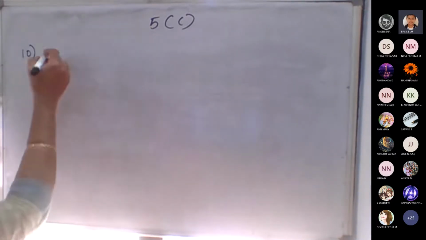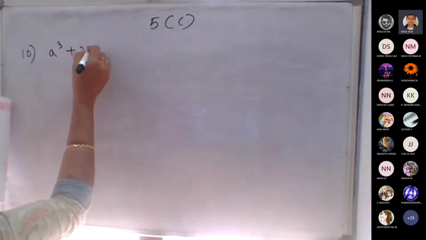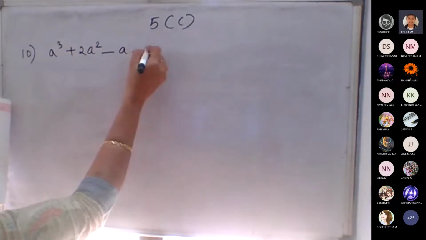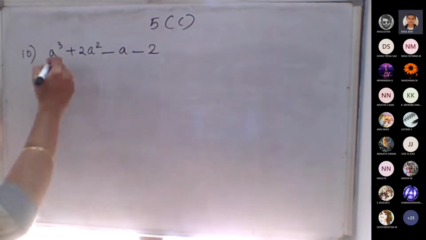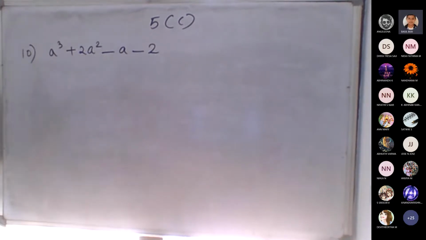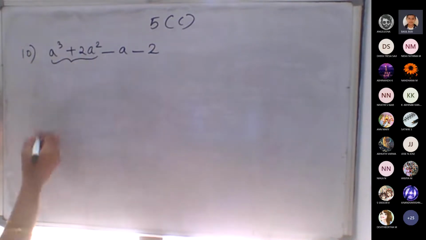a cube plus 2a square minus a minus 2. So what we have to do? Some adjustment we have to do or not? From these two, grouping first we have to group it, then only we can apply the formula. So from these two, what we can take?